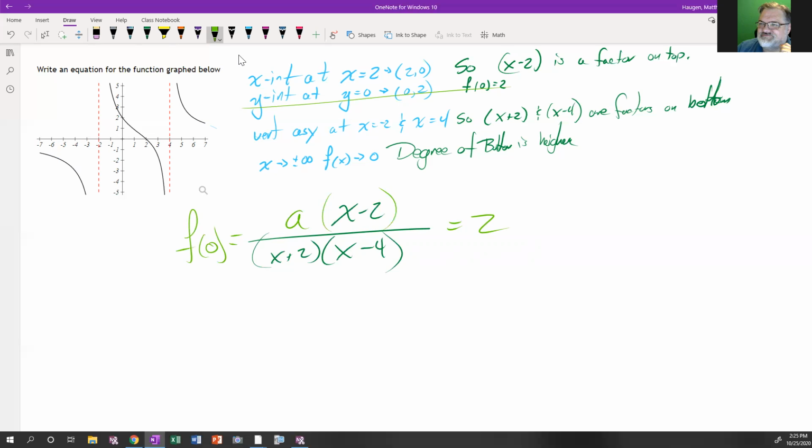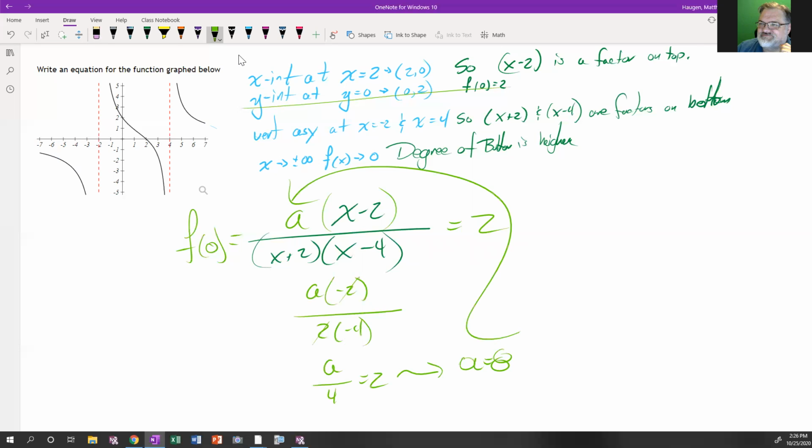So if we plug in a 0, we get a times -2 over 2 times -4. So that's going to be a times, those are going to cancel. A over 4 is supposed to be 2. So a has to be 8. Okay, so we're going to have an 8.